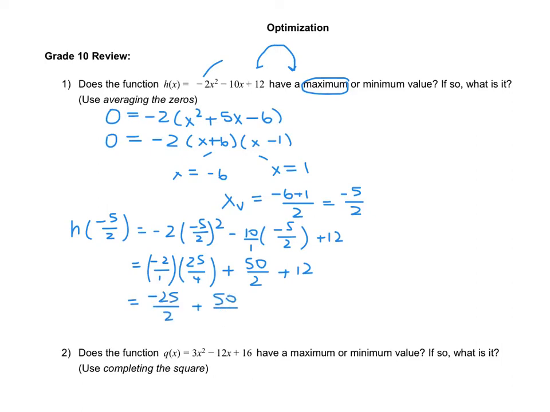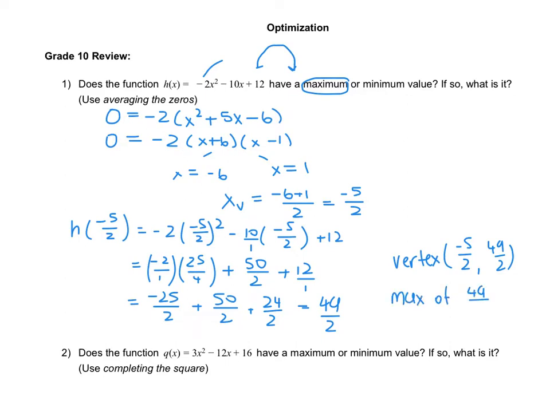And now I notice my first two fractions are over 2, so I'm going to turn 12 over 1 into something over 2 by multiplying top and bottom by 2, and that would be 24 over 2. So then when we add up, we end up with 49 over 2. So that means our vertex is negative 5 over 2, comma 49 over 2. And that 49 over 2 is the optimal value. And since we said it's a maximum, we have a max of 49 over 2. And that's your averaging the zeros method.